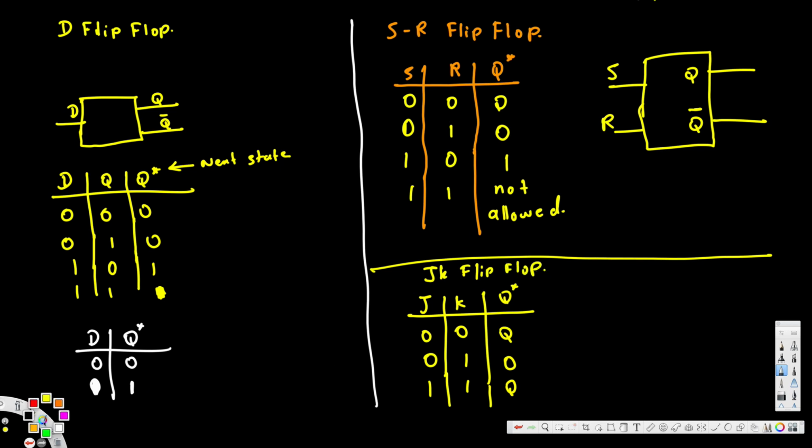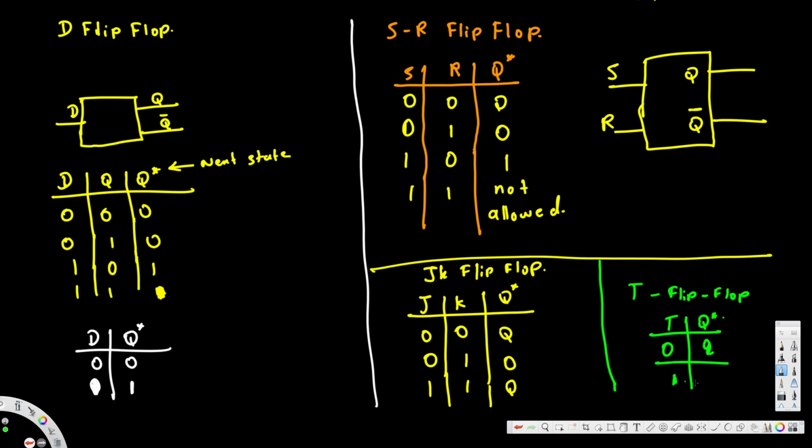And the last one, we are going to look at the T flip-flop, also called the toggle flip-flop. Here T and Q asterisk. When T is 0, Q stays the same, and when T is 1, Q bar. And that's it for flip-flops.